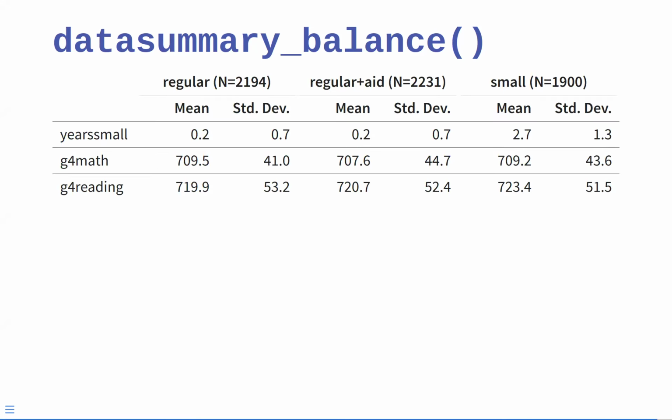So what you can see here is we get a nice table that shows us the three values of the grouping variable: regular class size, regular plus an aid, and small. We see how many students were in each group, and then we have summary statistics by each of the groups. So what we're looking at here is the outcome variables G4 math and G4 reading, as well as years in a small classroom. Look how easy it was to get a table that's almost as good as ones that you see in published work. If you use the right tools, you can make everything so much faster, so much cleaner, and so much less error prone.